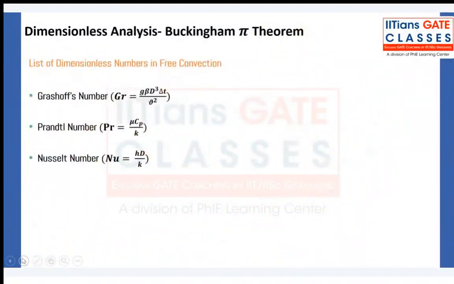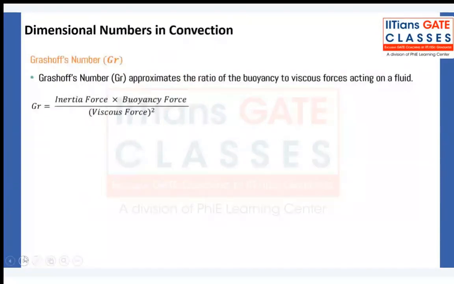Now, those three numbers were dimensionless numbers that are used in forced convection. Now, what about free convection? Here also we have three numbers: Grashof number, Prandtl number, and Nusselt number. Now, this is something that we already know. We are not going to discuss it. We will only discuss Grashof number. So Grashof number approximates the ratio of buoyancy to viscous forces acting on the body.